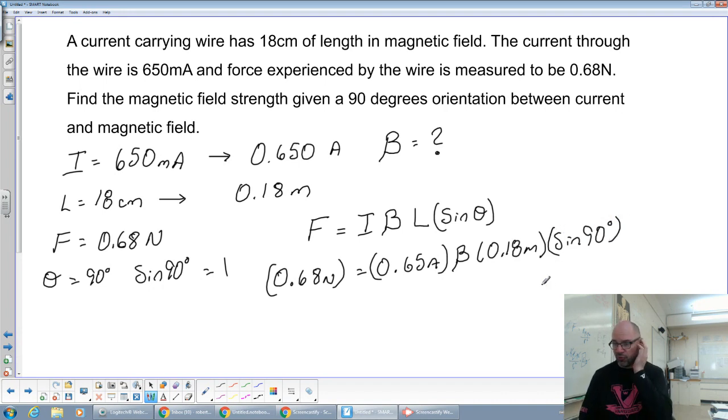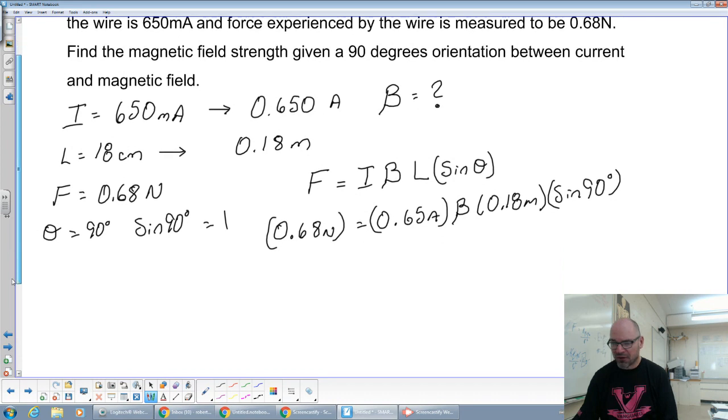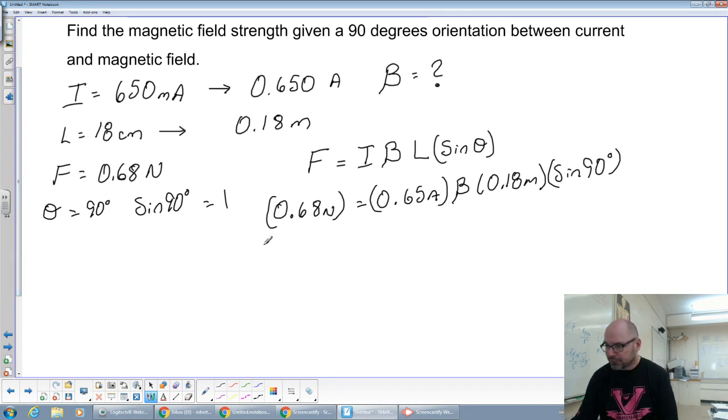What we want to do is leave B and multiply these three together to get a number beside the magnetic field variable. So this is still 0.68. If we multiply with our calculator, sine 90 is 1, so 1 times 0.18 times 0.65. If you do those, you get 0.117 B.